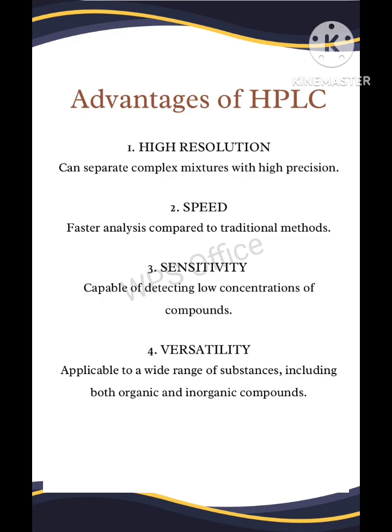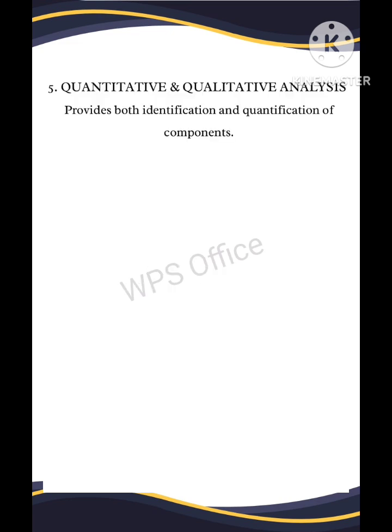When it comes to advantages of HPLC, it has a high resolution power, can separate complex mixtures with high precision, and the speed it offers makes it highly usable, with faster analysis compared to traditional methods, and it is highly sensitive, capable of detecting low concentrations of compounds. It's highly versatile, applicable for a wide range of substances, including both organic and inorganic compounds. Its qualitative and quantitative analysis provides both identification and quantification of compounds.